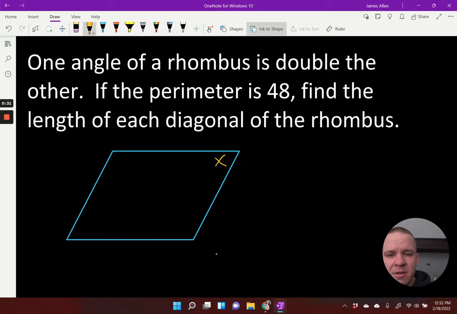So if I said that this angle here is x, the other one is going to be 2x, right? So one of them is double the other. It can't be the one that's across from it because it's going to be the same, right? This is also going to be x, and that's also going to be 2x.